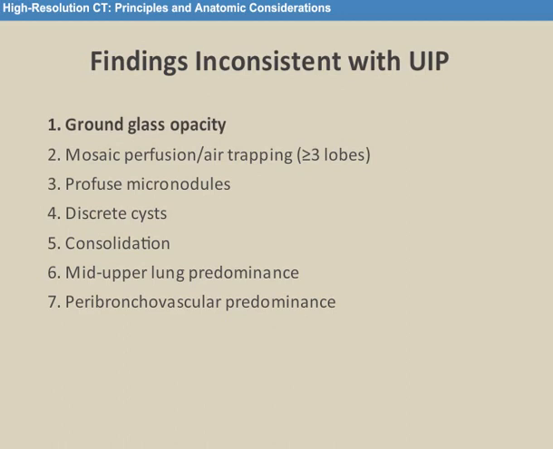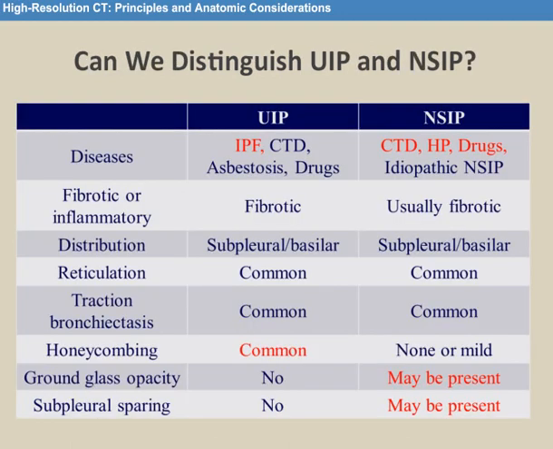Ground glass is one of those things that we often use as a way to distinguish usual and nonspecific interstitial pneumonia. So let's talk about that for a second because those share a lot of features. They're often fibrotic. They're often in the same distribution. They share a lot of findings.